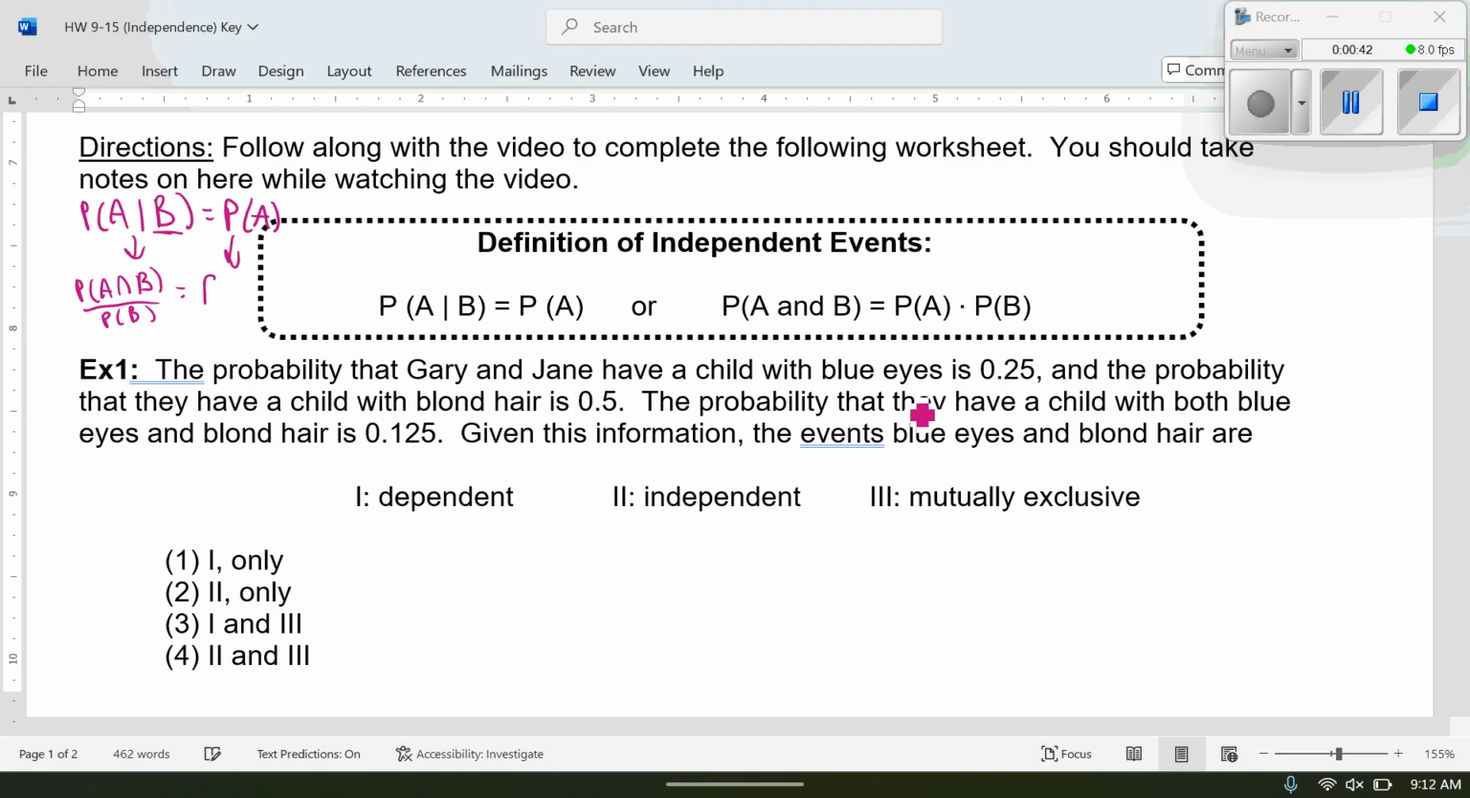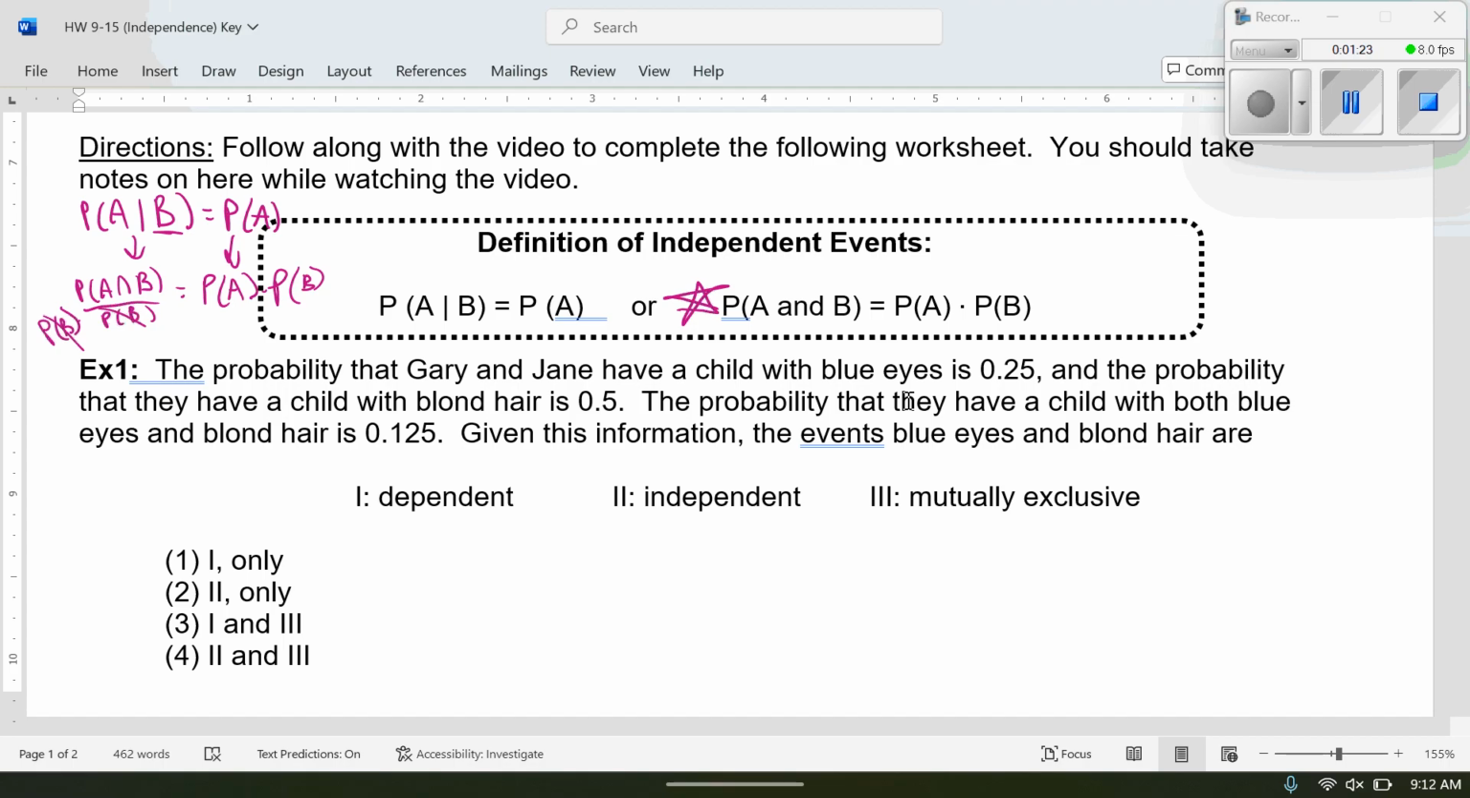So if these are independent, then using the conditional formula, the probability of A and B divided by the probability of B should equal the probability of A. Then what they did was they multiplied both sides by the probability of B, and that's how they got this new formula that we can see on the right-hand side. The probability of A and B equals the probability of A times the probability of B. But it's really just the first conditional formula that is manipulated to look like something else.